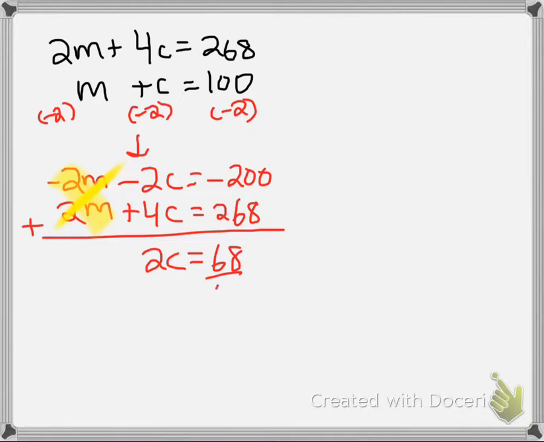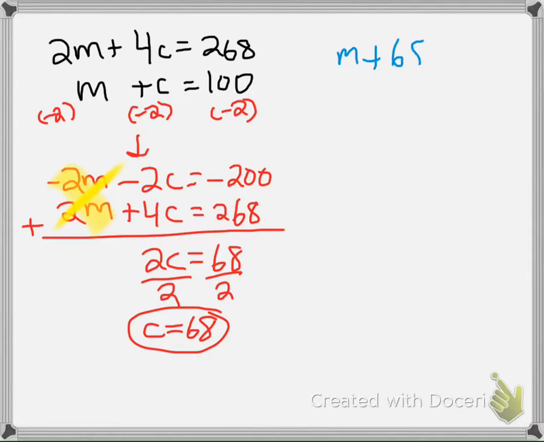Now I have to divide by 2 on both sides, and C equals 68. Now I'm not done because I need to know what M is, so I'm going to put C back into one of my original equations. Obviously the second one would be easiest. So now I have M plus 68 equals 100. Sorry, I just totally messed that up, didn't I? Hope you guys caught that. I didn't even do the division.